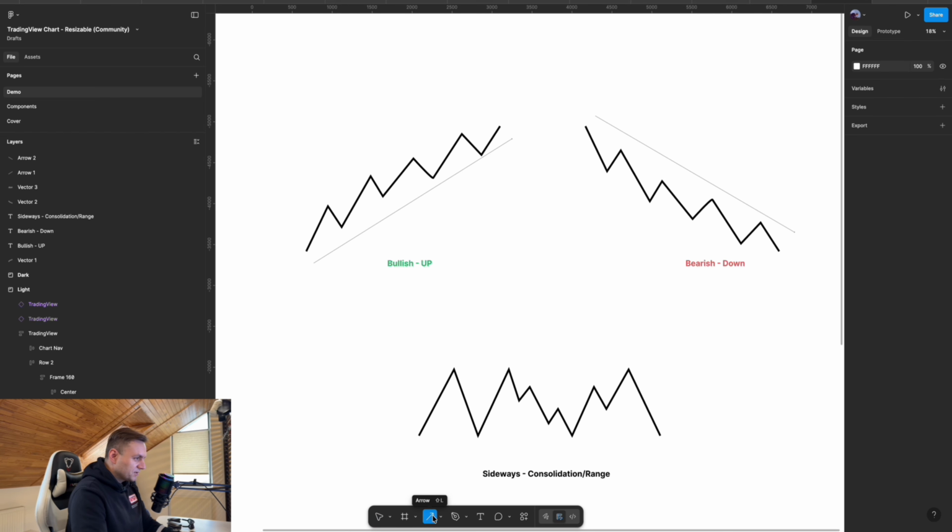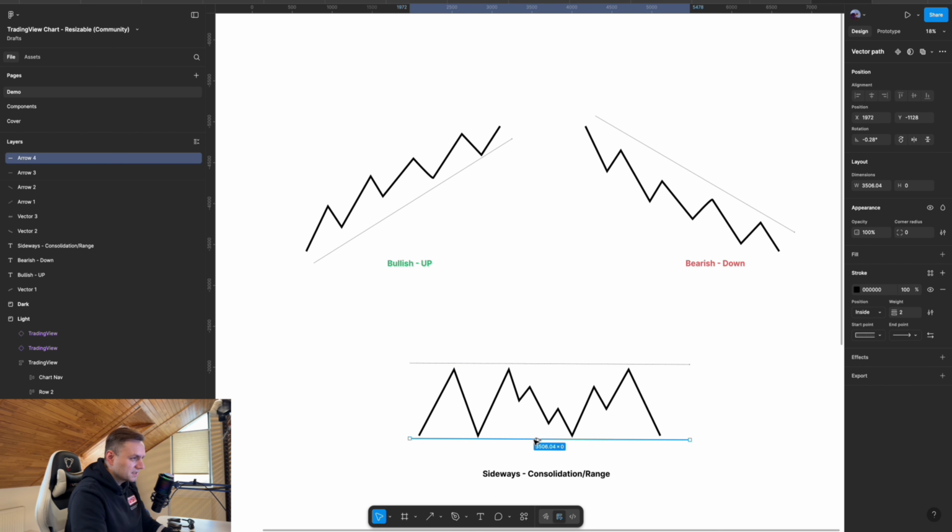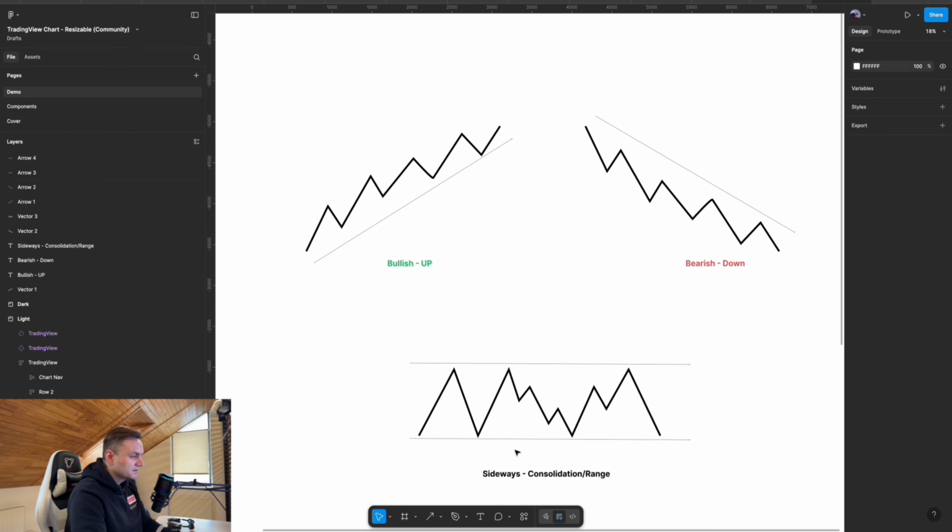Sometimes we have periods when the market is not moving anywhere, it's moving sideways. We call it consolidation or range. Basically, when we see that the market is standing in some area, we call it consolidation.